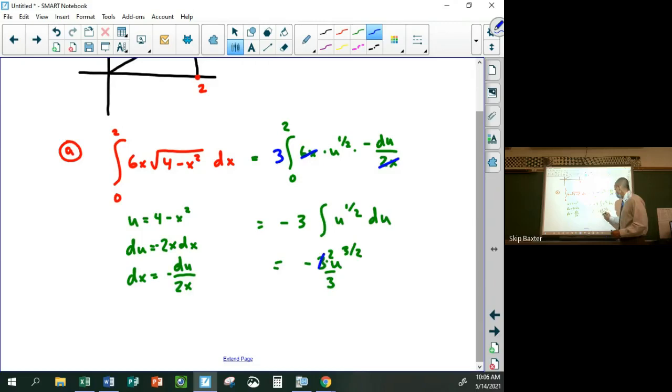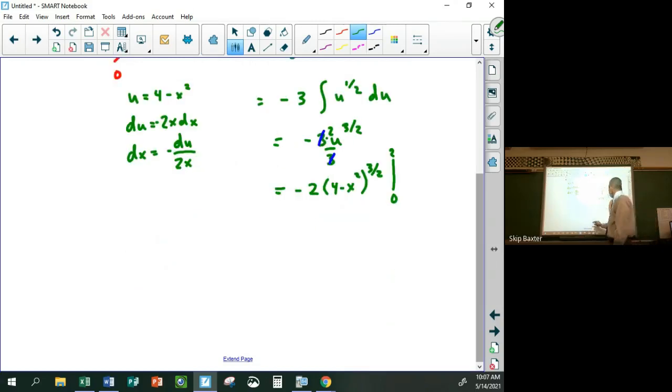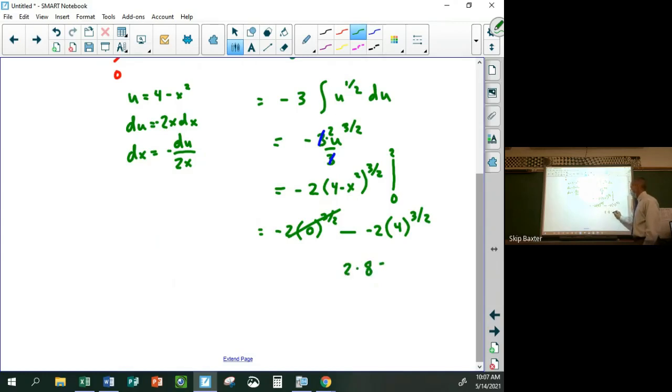So those cancel. So this is negative 2 u to the 3 halves, and u is 4 minus x squared to the 3 halves from 0 to 2. If you substitute in 2, you get negative 2 times 0 to the 3 halves. And if you plug in 0, you get negative 2 times 4 to the 3 halves. That part's 0. This part is positive. 2 times 4 to the 3 halves is 8. The answer is 16.